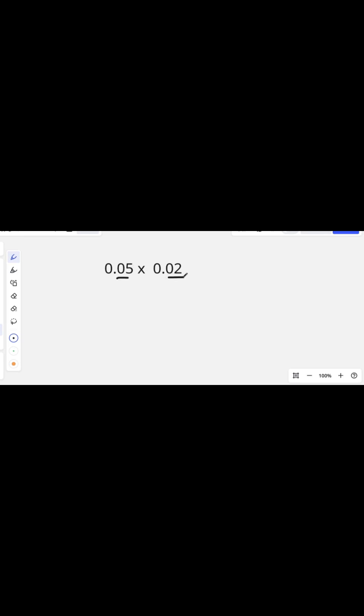decimal places here. We're not going to look at the decimal places now. We're going to do 5 times 2, and when we look at 5 times 2, we've got 10. Now, we're not concerned with anything else. We're just concerned with how many decimal places this is. This is 2 and this is 2.